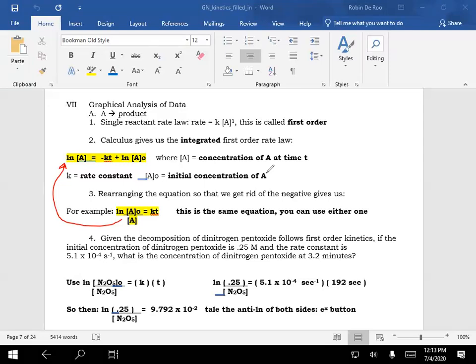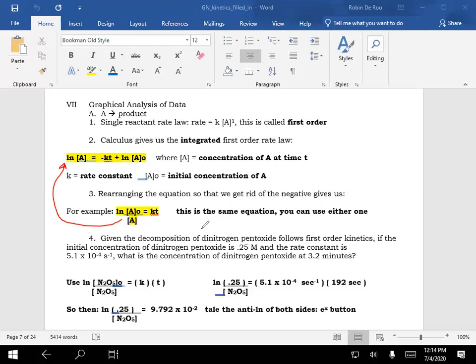So I like to rearrange this equation so that I don't have to deal with the negative. When I take this equation and rearrange it, that's how I get this equation. It's the same equation. It doesn't matter which one you use, but you should probably be consistent because otherwise it will be confusing.